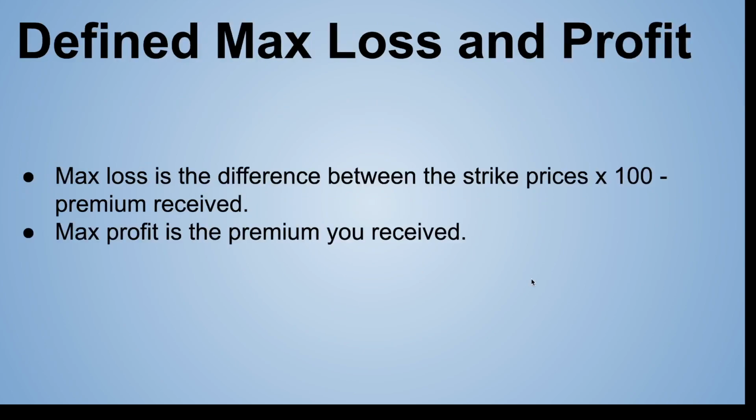So your max loss on this trade is the difference between your strike prices times 100 minus the premium you receive. And the max profit of this trade is the premium that you receive.